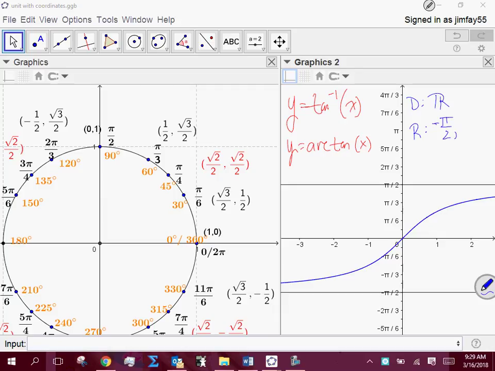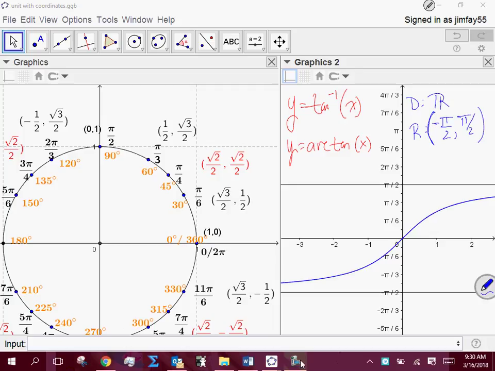Okay, negative pi over 2. But will I ever get to a y value of negative pi over 2? No. Yesterday, I think I put brackets on that, square ones. Okay? It needs to be a parenthesis. Same thing on the top one. Okay? For the reason that, let's see here.